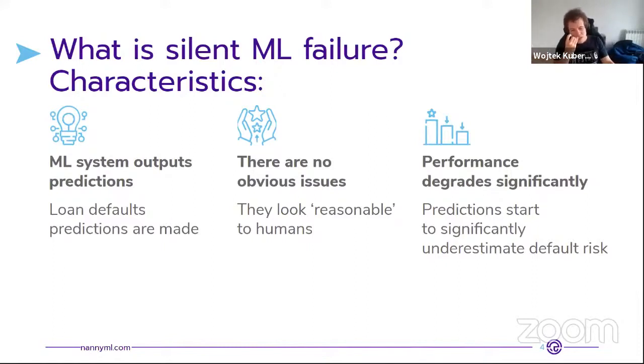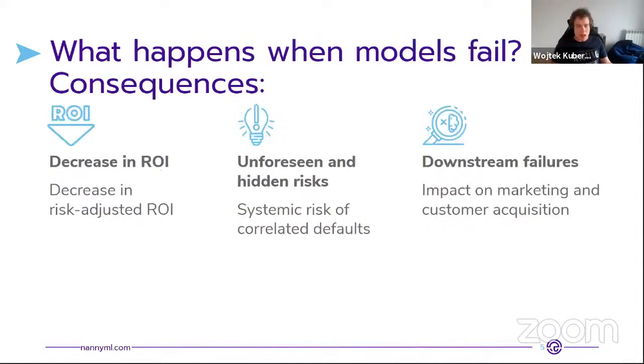And you don't really know whether performance is good or not, because using our example, you will see the real label, or real ground truth, only a year from now. But if the model fails, the performance will have degraded significantly, which is, of course, a big problem. So why is it a big problem? Let's talk about the consequences.